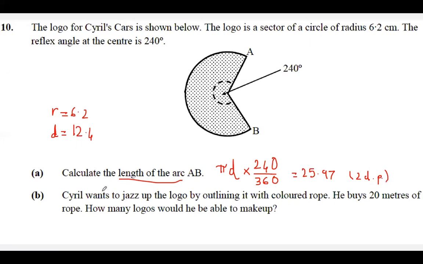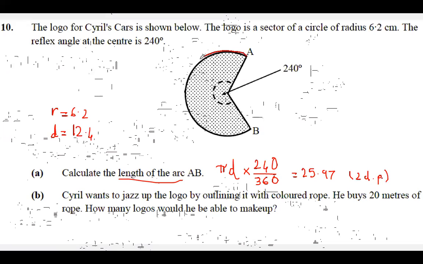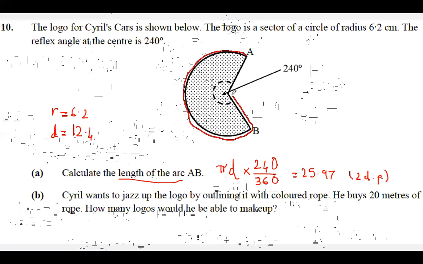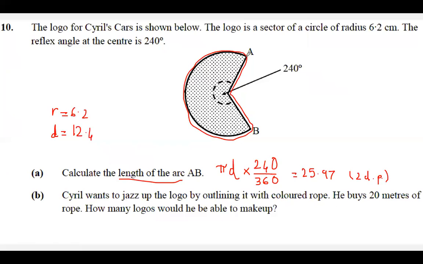Next question. Cyril wants to jazz up the logo by outlining it with colored rope. He buys 20 meters of rope. How many logos would he be able to make up? Have a look. We've calculated this. He wants to put a rope around this, and you have to calculate the perimeter of the whole sector first.